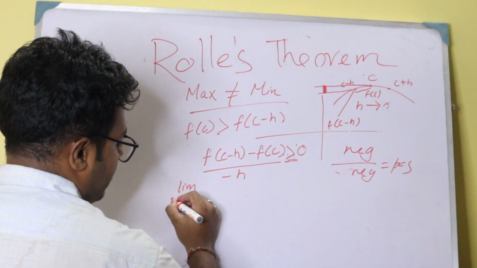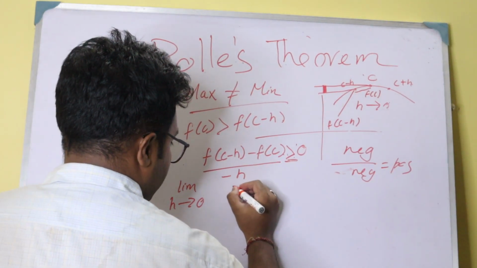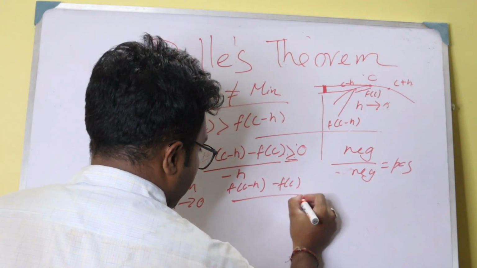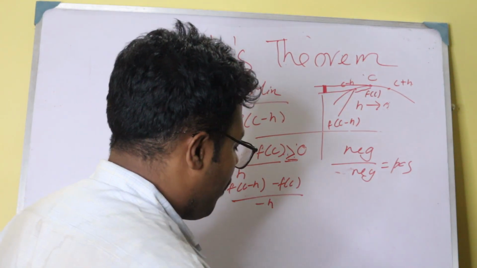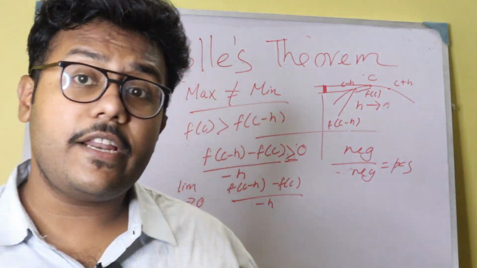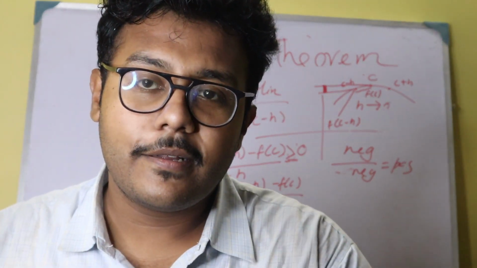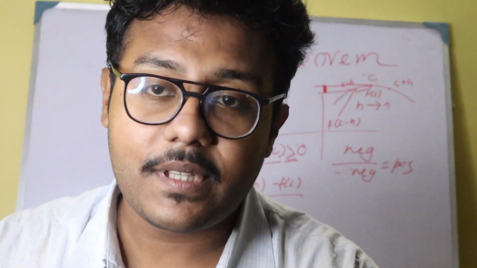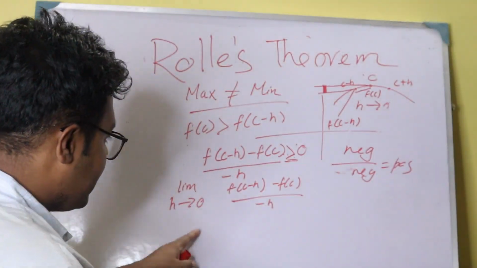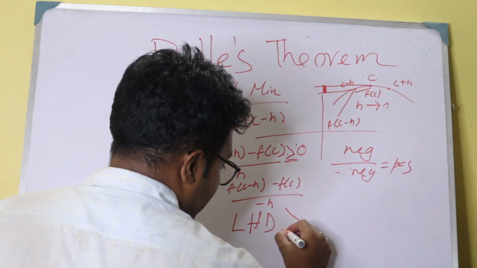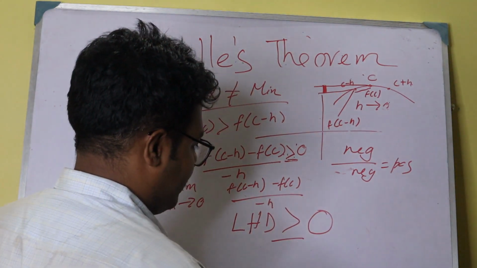Now if we apply the limit here, h tends to 0, f of c minus h minus f of c by minus h, are you remembering anything? Any similarity here or anything which you have studied previously in your school days also? Now see, this is the exact expression of left hand differentiation, right? LHD. This is exactly LHD, and this LHD is greater than or equal to 0, right?